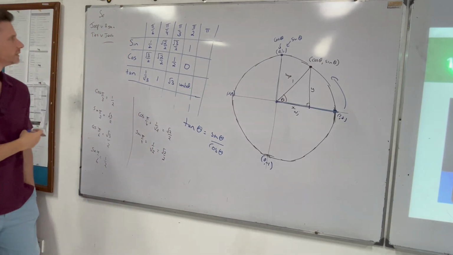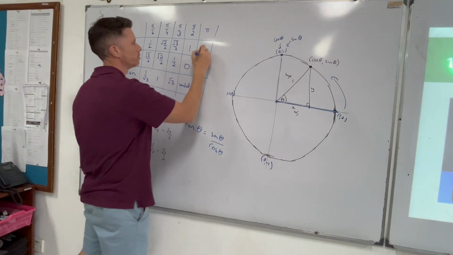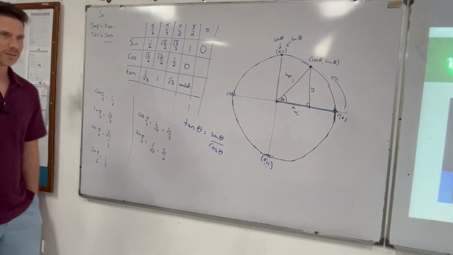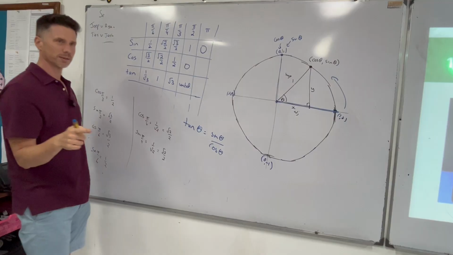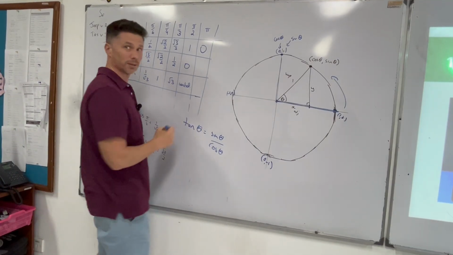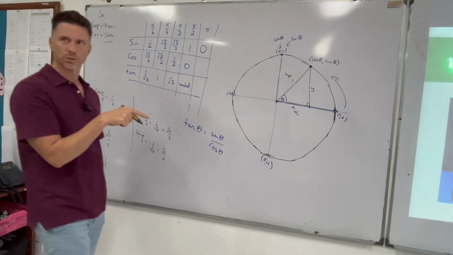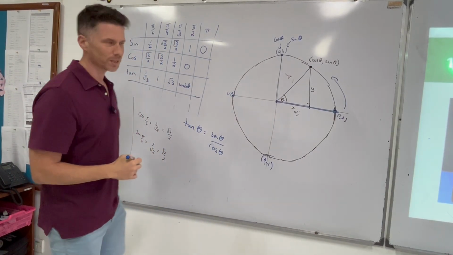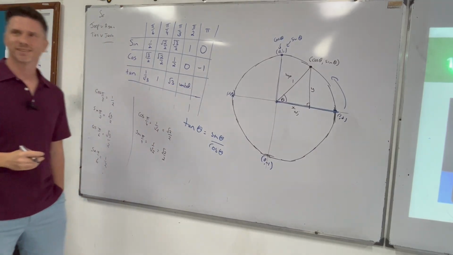What is sine, cosine, tan of 180? 0, 1, 0? Everyone's happy with that? Not 0, 1, 0. Where's 180 on my unit circle again? Over here. Oh, cosine is negative. It's -1.